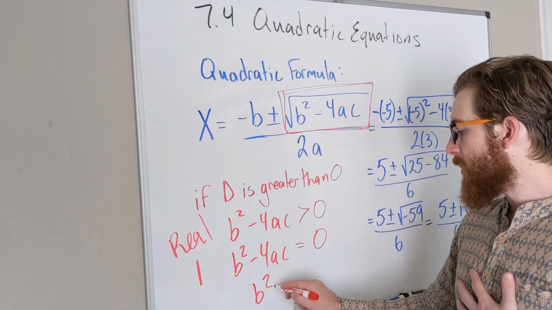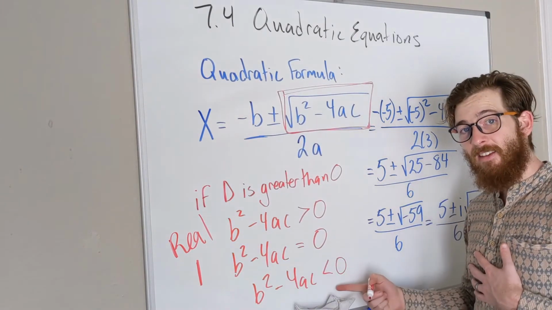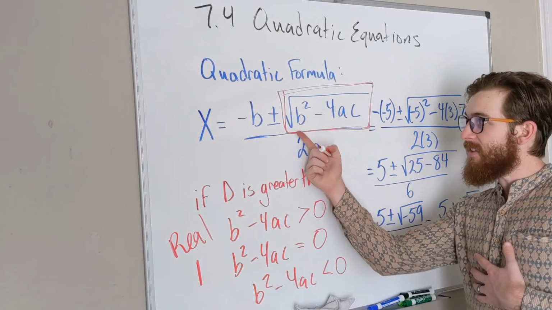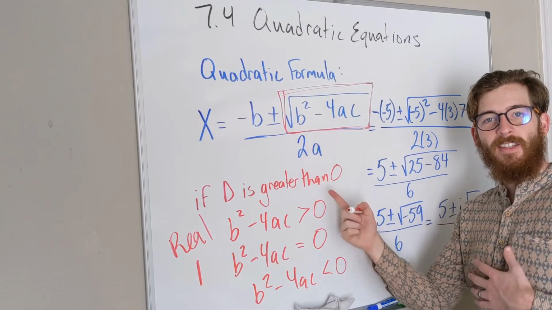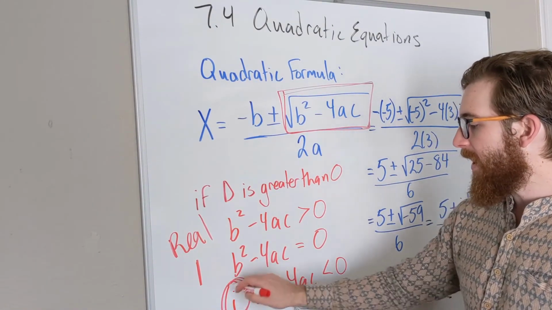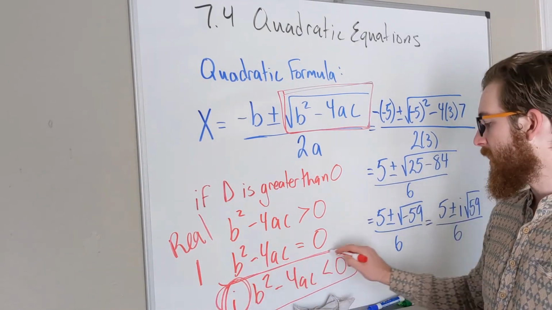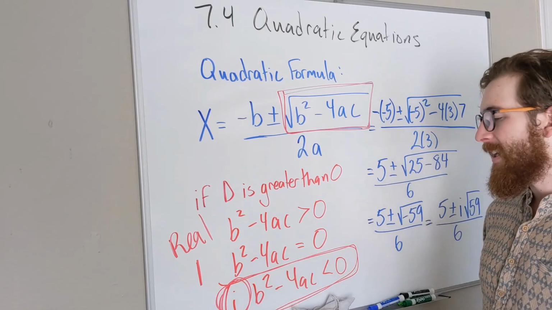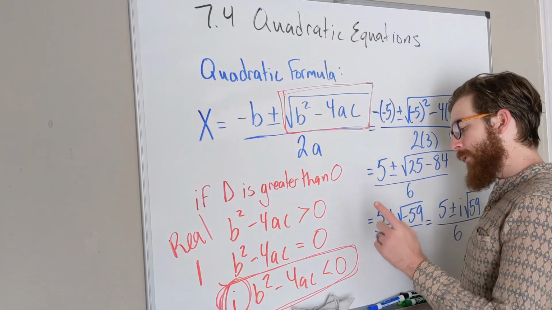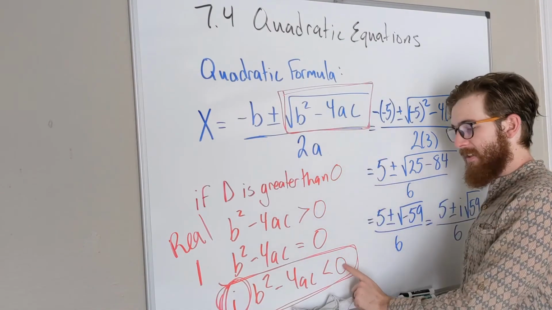If b squared minus 4ac is less than 0, it means it's negative. And if it's negative inside of a radical, that means it's imaginary. It will have an i. Okay? So it's important to remember this thing here. It's imaginary if the discriminant, this inside piece here, is less than 0.